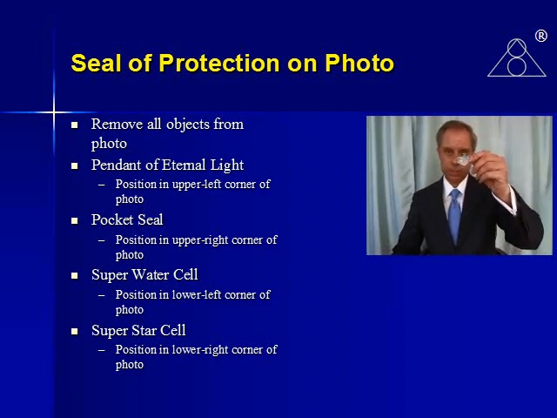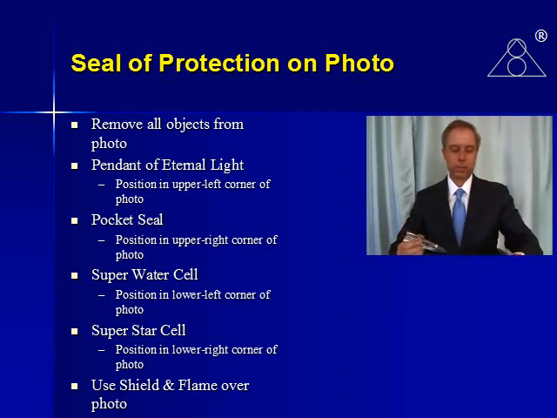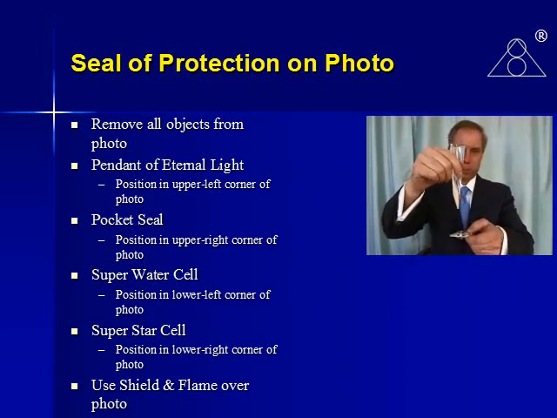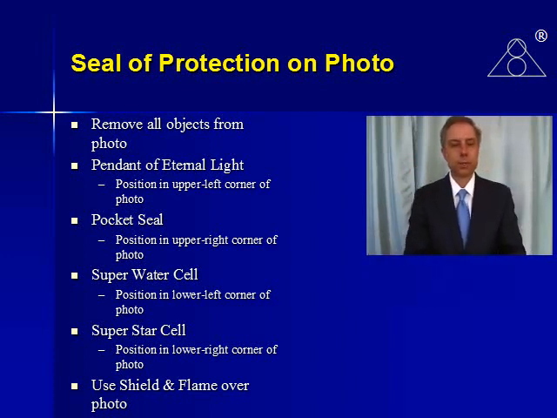You will then take the shield of Genesis and the flame of Genesis. Hold the shield just over the center of the picture, over the main part of the picture. Take the flame and you will use a circular or a side-to-side motion over the shield directed toward the photograph. And you will do this for 1 to 2 minutes. It's important to do this after every time that you do this prosperity technique. Go ahead and take the time to do this now.